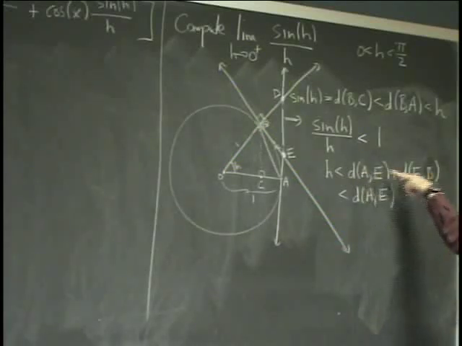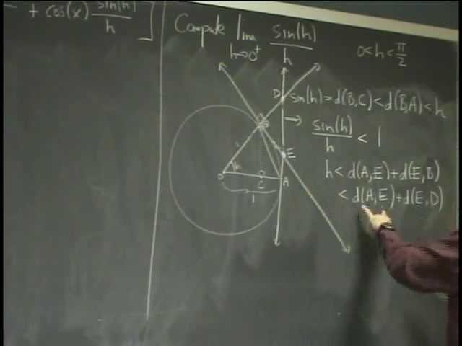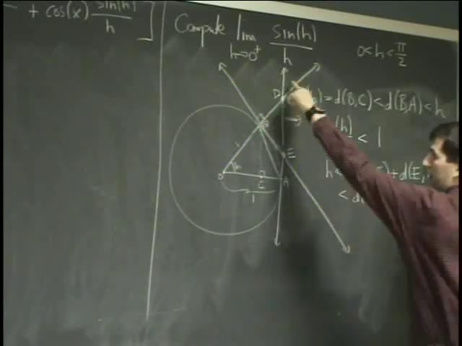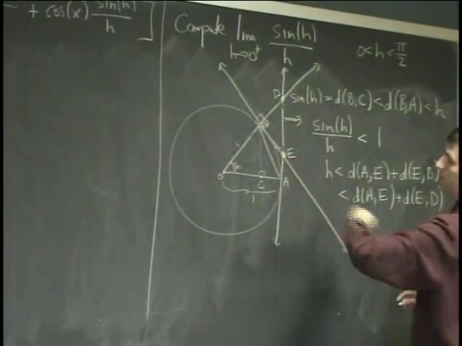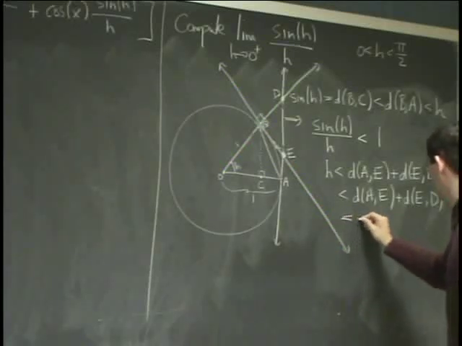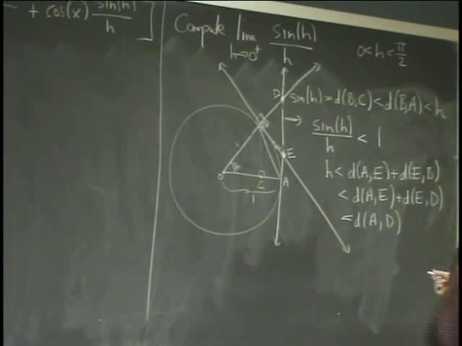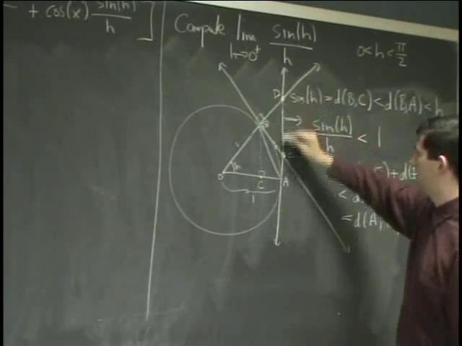So the distance from A to E plus the distance from E to B is less than the distance from A to E plus the distance from E to D. And of course the distance from A to E plus the distance from E to D, that's just this line going straight up. So I just write this as the distance from A to D. What is the distance from A to D? What can we say about this distance?